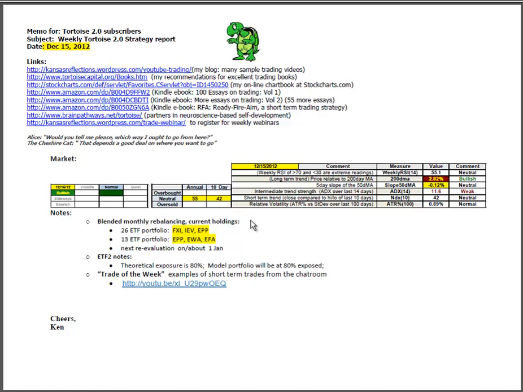No change to the blended monthly rebalancing. The 13 and the 26 ETF portfolio both favoring overseas equities. No change to the ETF2 model. Theoretical exposure is 80% and the model portfolio is 80%.